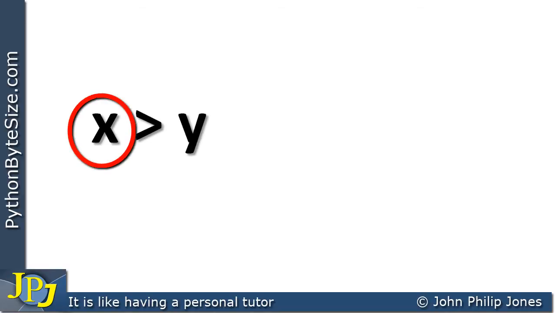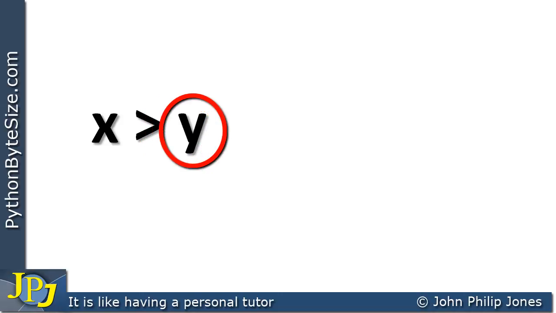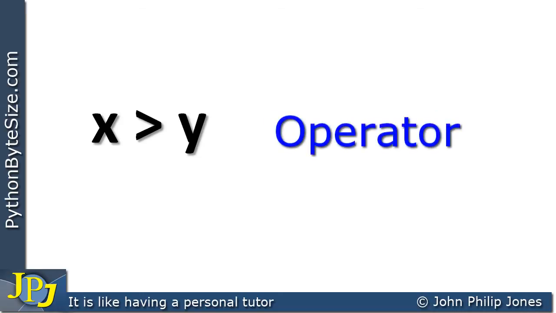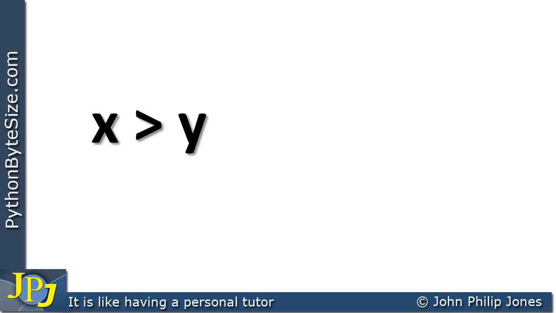Here we can see we have x and y, and these are variables within Python, and x will hold a value and y will hold a value. And this symbol in the middle is asking, is the value stored in the variable x greater than the value that's in y? And what we have here, we have x and y being operands, and we have the symbol in the middle being an example of an operator, and just one of the operators that we've chosen from the table.